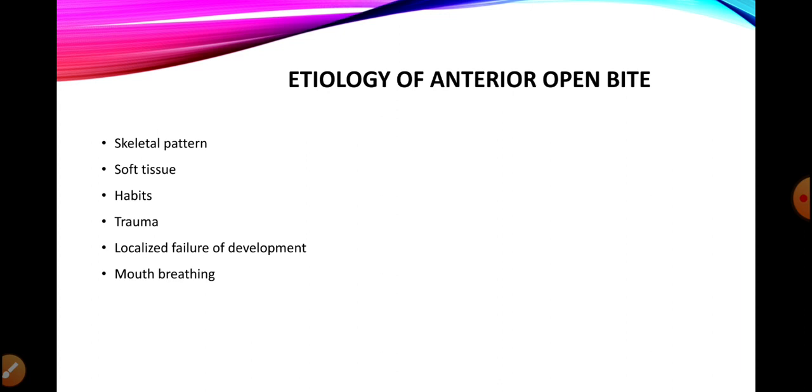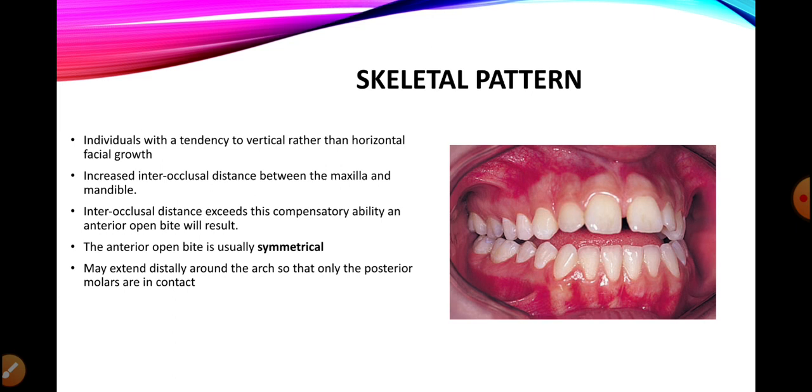So firstly, we'll be talking about the anterior open bite. The etiological factors that may be involved in an anterior open bite are the skeletal pattern of the patient, soft tissue factors, habits, trauma, localized failure of development of certain teeth, and mouth breathing. So I'll be discussing them one by one. Firstly, we'll be discussing the skeletal pattern.